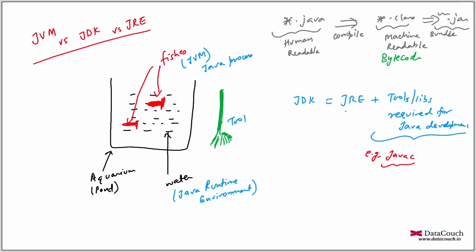Now when you are compiling, then javac is being utilized. So this is javac being utilized here. That's why we say that it is a tool for doing development, and it is part of JDK. So hope this gives you an idea where is JDK, where is JRE, and where is JVM.